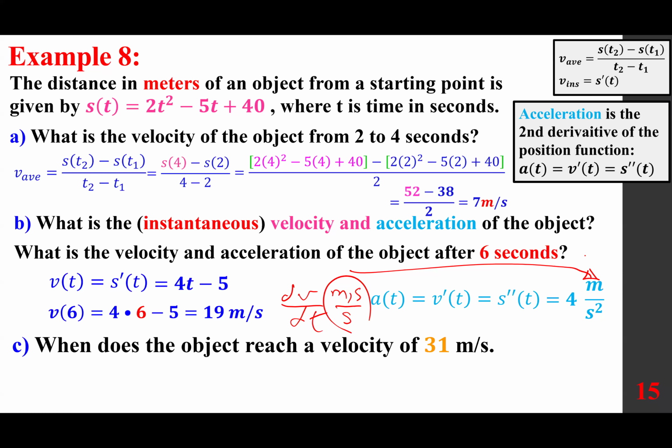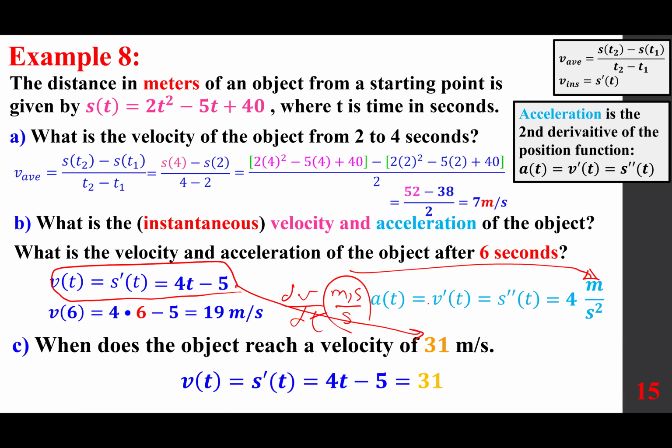Finally, when does the object reach a velocity of 31 meters per second? Set them equal. So you move this, you make it plus 5. This is 36 divided by 4. t is 9 seconds.